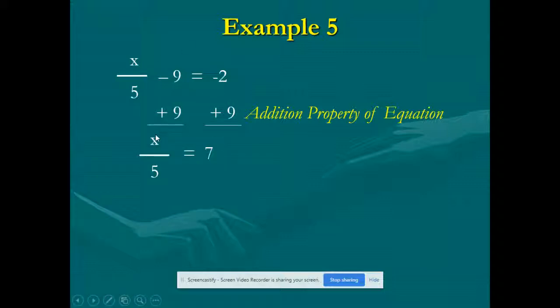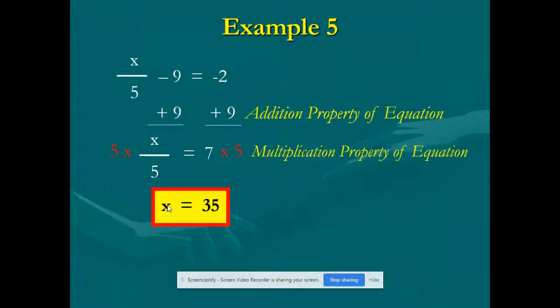Right, so what do we do here? X, what is happening to x? X is being divided by 5. So what's the opposite? Times it by 5. So we've got it times it by 5, times it by 5. So there we go. What happens is those two 5s cross each other out. So you're just left with x, and 7 times 5 is 35.